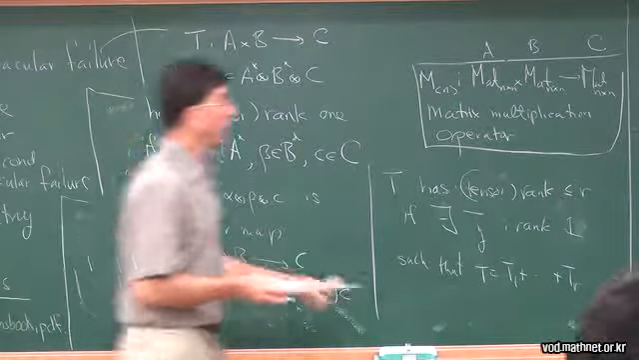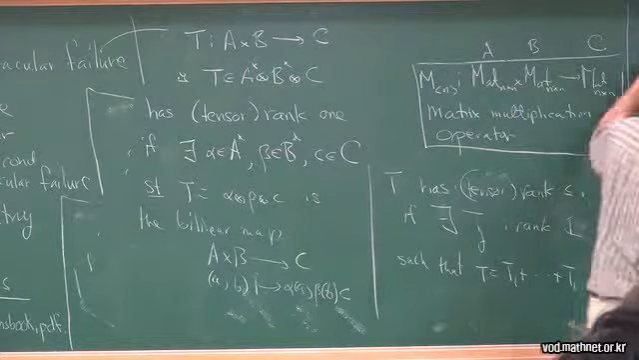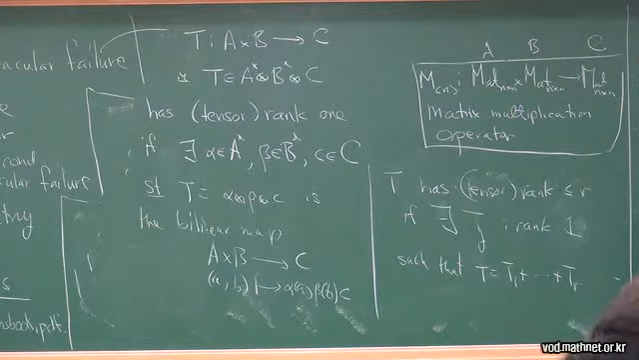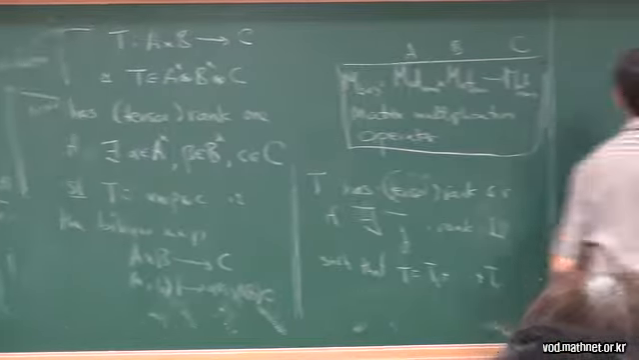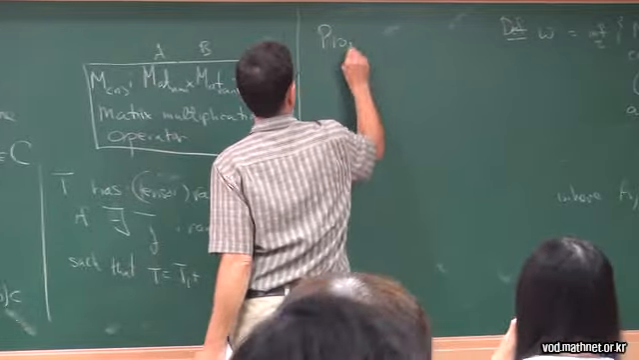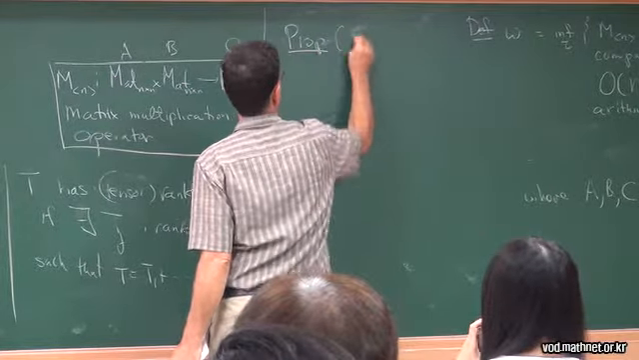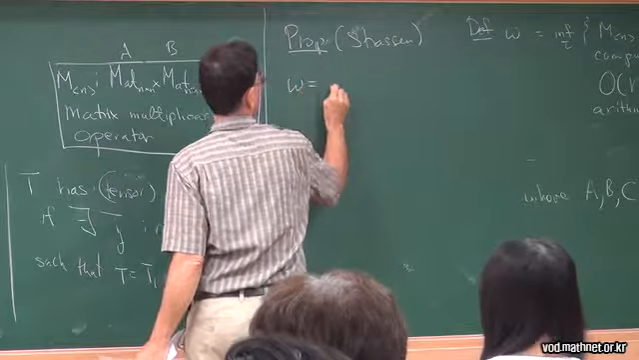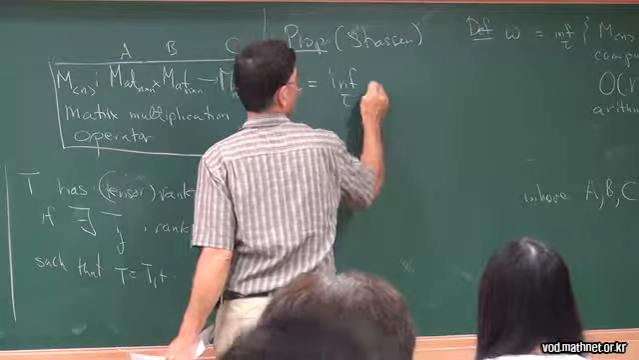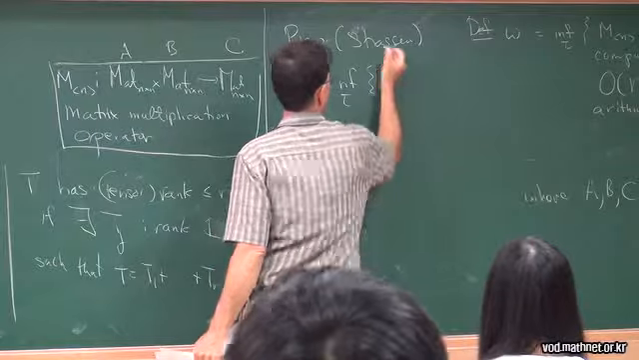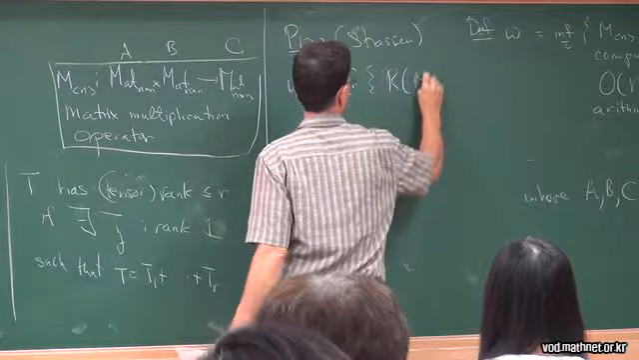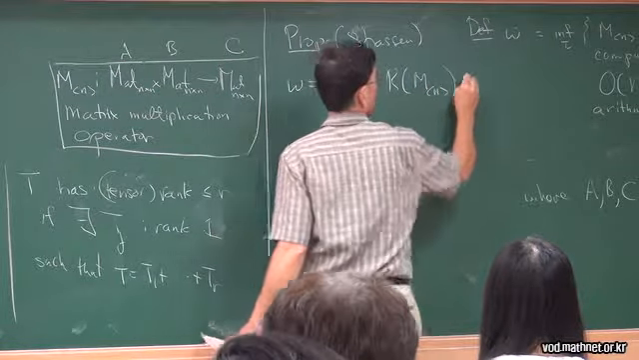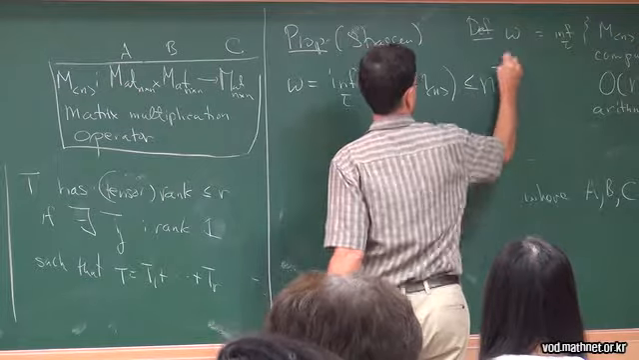So we can rephrase omega. I will not prove this. This is a proposition due to Strassen that omega is equal to the inf over tau such that the rank of Mn is less than or equal to n to the tau.